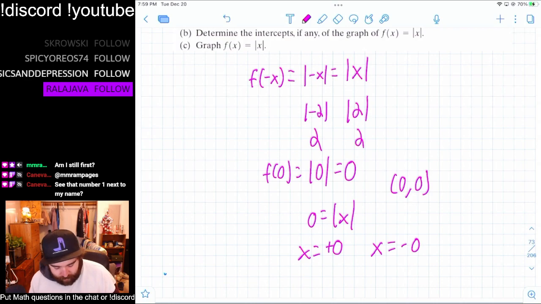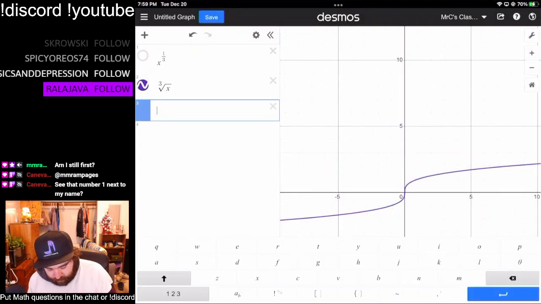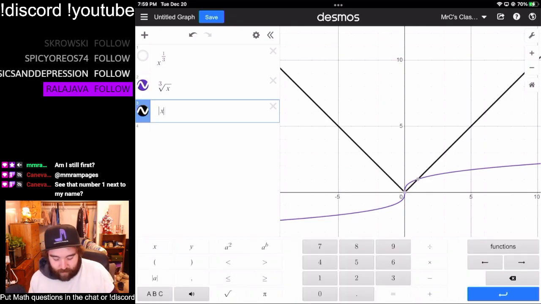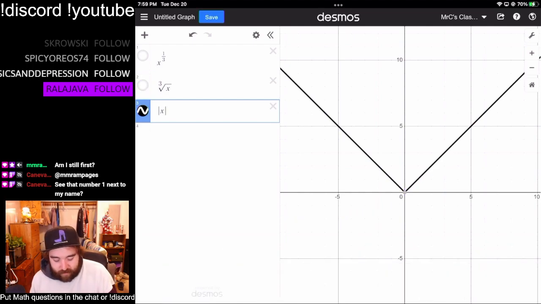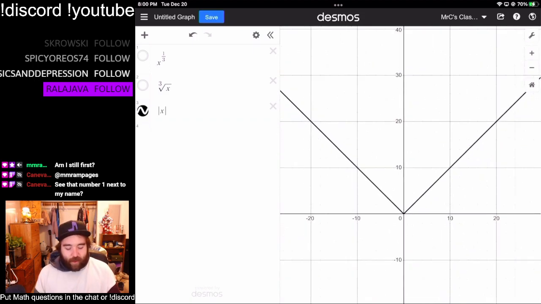And then let's look at the graph. Go back to Desmos. We can graph it a couple of ways. Well, I guess the quickest way is the symbols are right there. You can also type ABS, absolute. And there you go. That's the absolute value graph. And you run into that a lot.